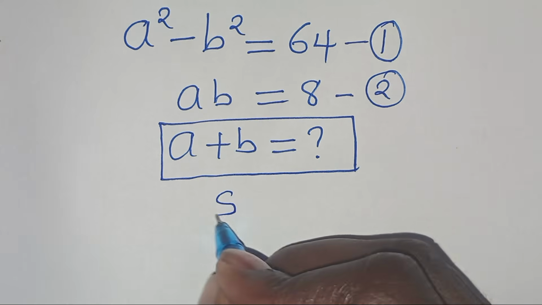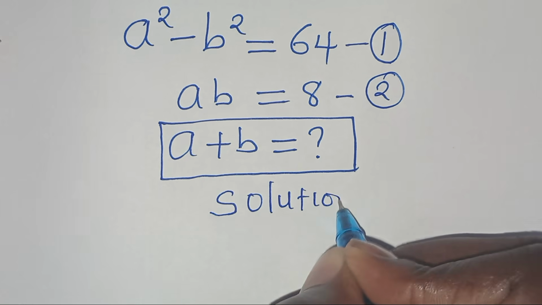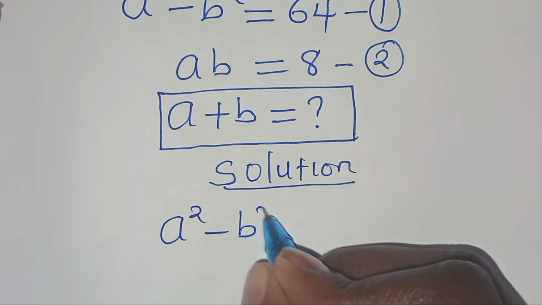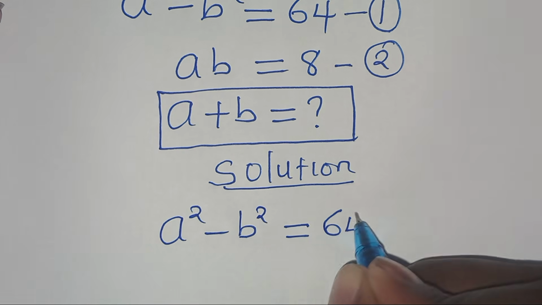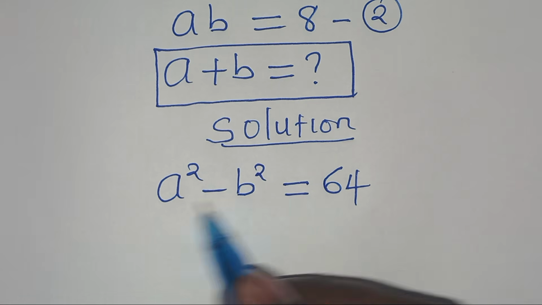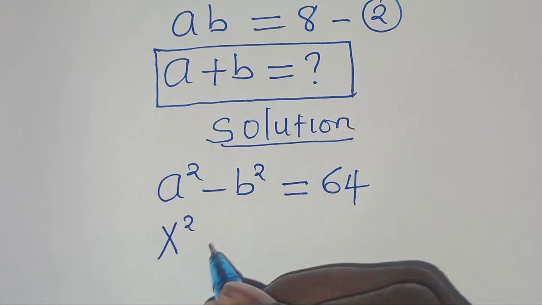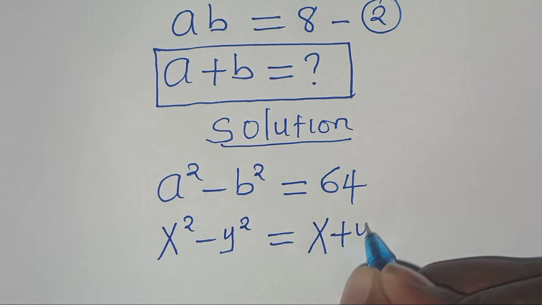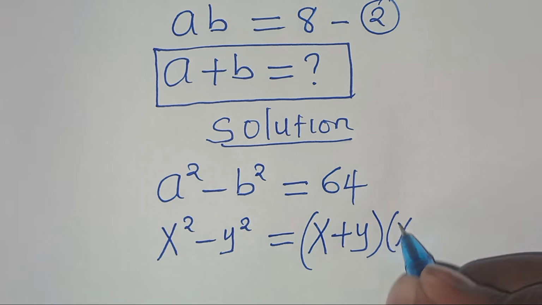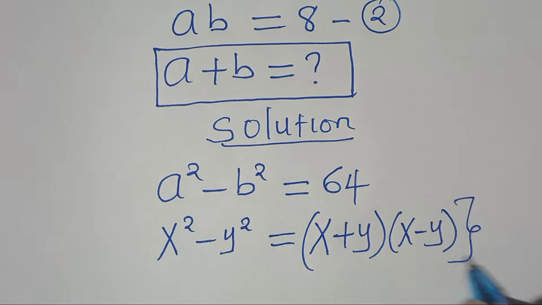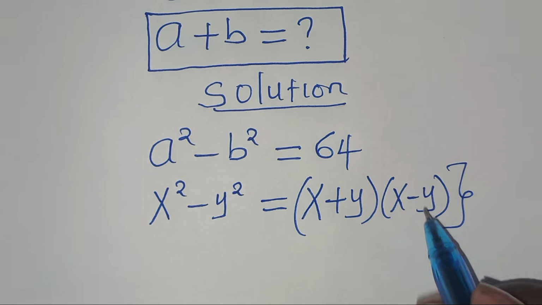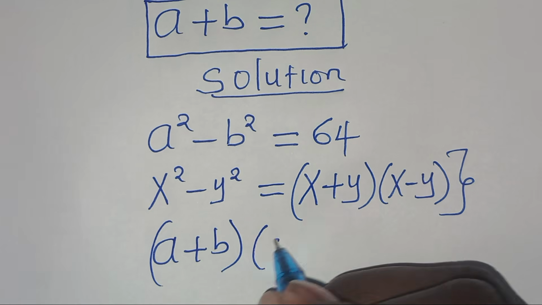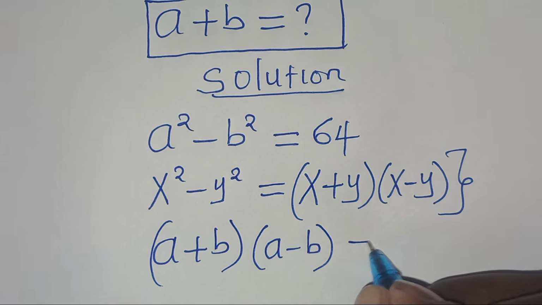Now let's provide a solution from here. From equation 1, a squared minus b squared is equal to 64. This is in the form of x to the power of 2 minus y to the power of 2, the difference of two perfect squares, that we can express as x plus y multiplied by x minus y. Applying this, we have a plus b multiplied by a subtract b. This is equal to 64.